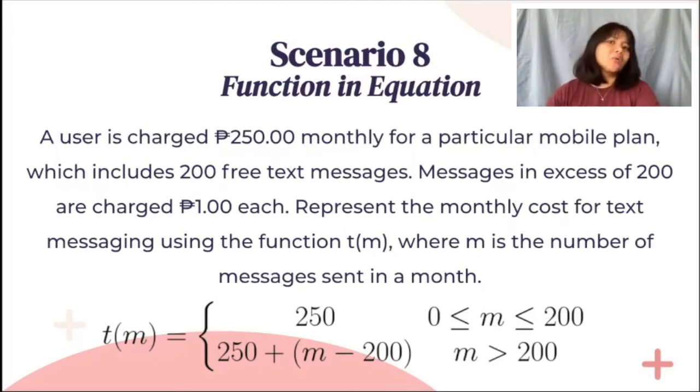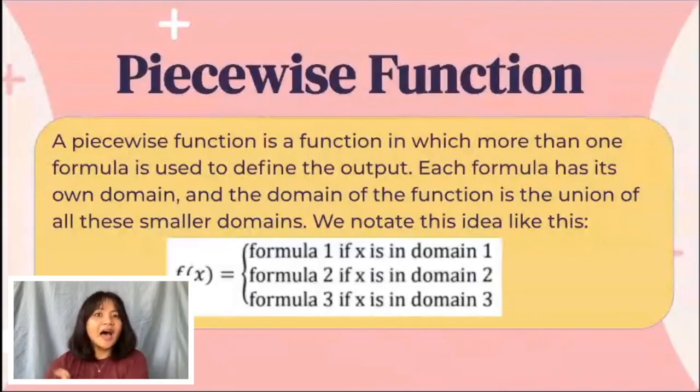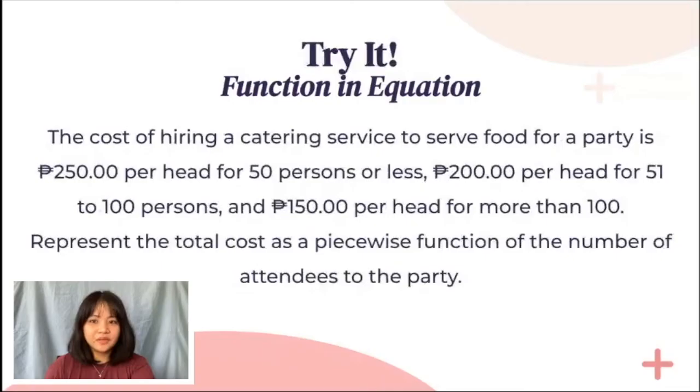So, ano bang tawag sa mga functions na ganyan? Ang tawag natin dyan ay piecewise function. So, a piecewise function is a function in which more than one formula is used to determine the output. So, we notate this idea like this, f of x, so kanina, di ba, dalawa yon. It can have more than 2. It can have 3, 4, or 5. There are instances kasi when we need to describe situation in which a rule or relationship changes as the input value crosses certain boundaries.